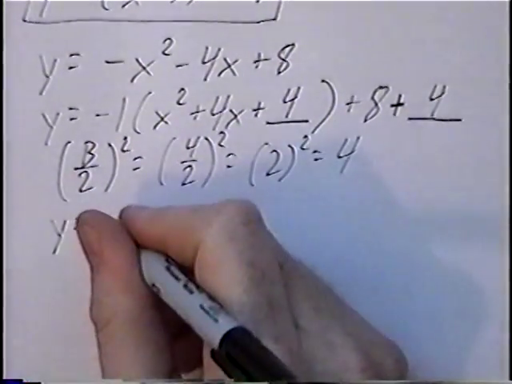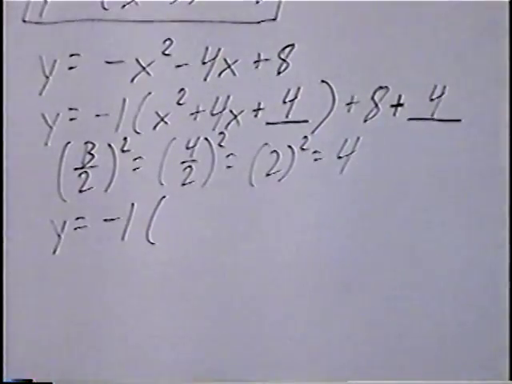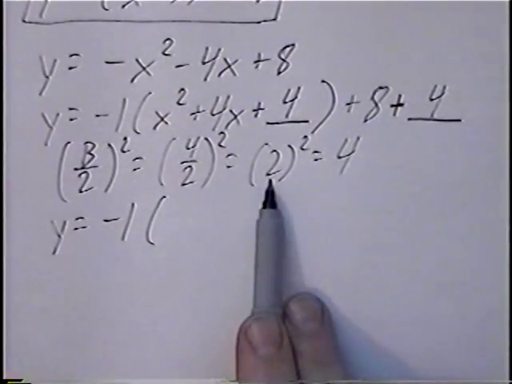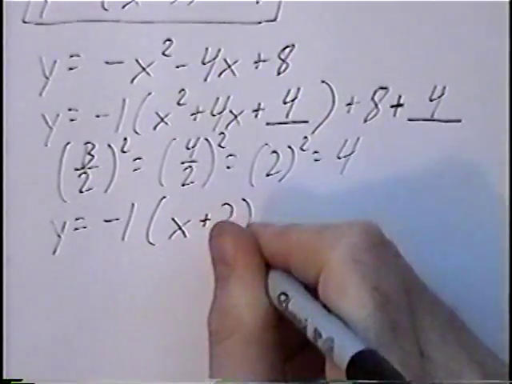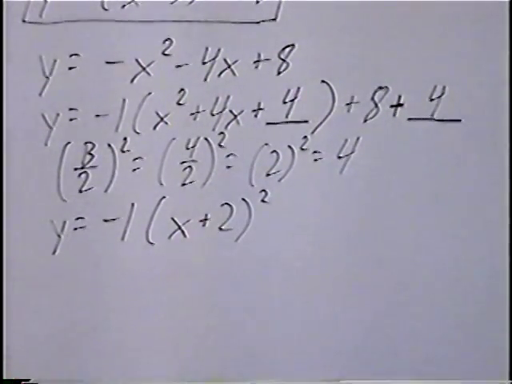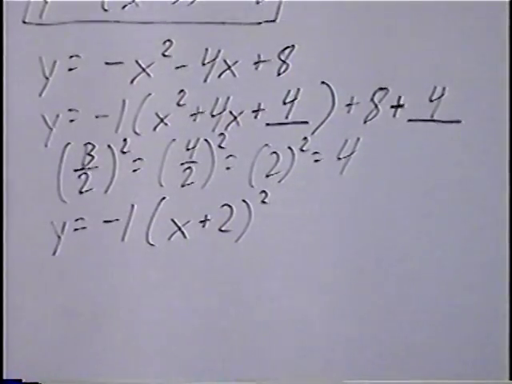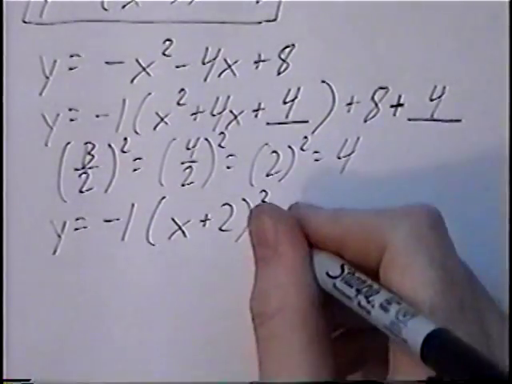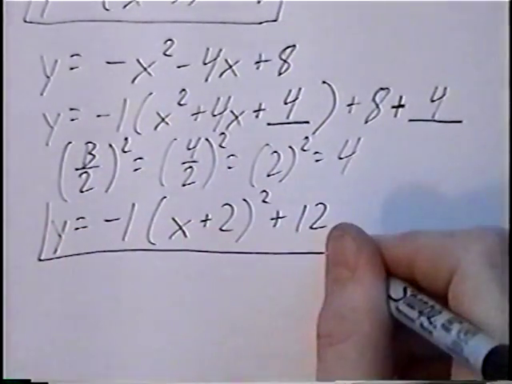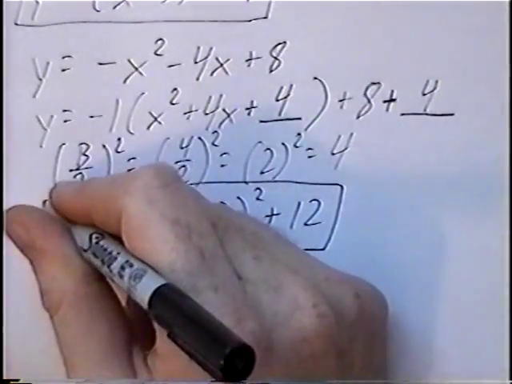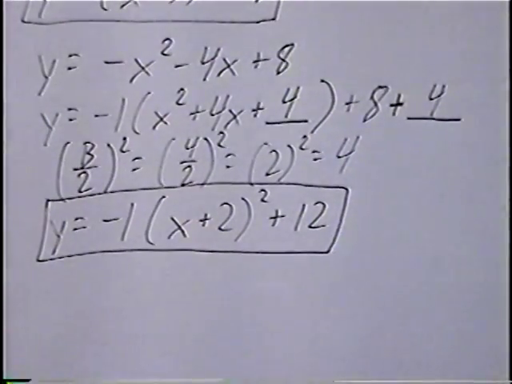Factoring from here, negative 1 would stay the same. Factoring x squared plus 4x plus 4, you can use the diamond method or the shortcut. The number inside the parentheses, positive 2, will be the factored form, x plus 2 squared. And a positive 8 plus 4 would be plus 12. So our final answer in vertex form is y equals negative 1 times x plus 2 squared plus 12.